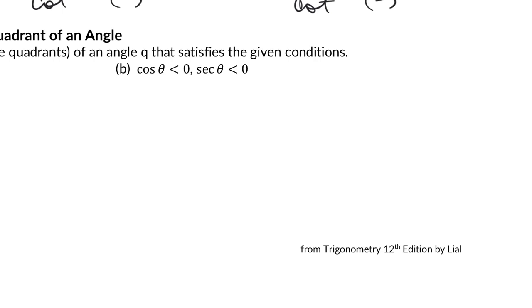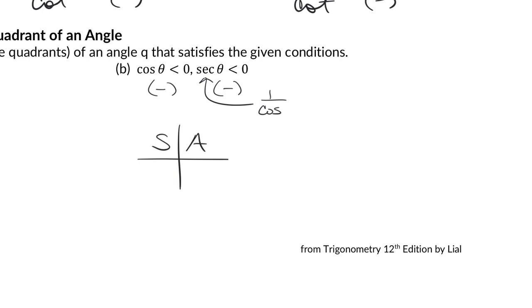You don't. For B, cosine is less than 0, which means cosine needs to be some negative value, and secant needs to be some negative value. Secant is the reciprocal of which function? Cosine. Our overlap might be a little different for a question like this. If cosine is negative, in which 2 quadrants is cosine negative? 2 and 3. Cool. Where is secant negative? 2 and 3.